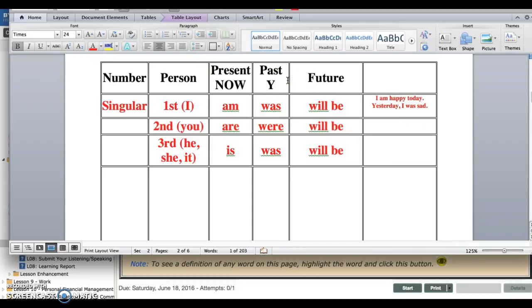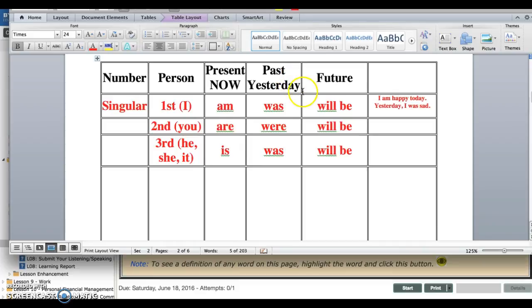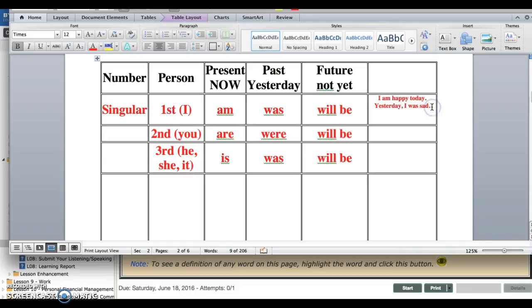I'm going to put here yesterday. That helps you. It could even be last week, sometime in the past. The future, I'm talking about something that hasn't happened yet. I'm just going to put not yet. So maybe I'm talking about next month. Next month, I am still talking in first person using I.